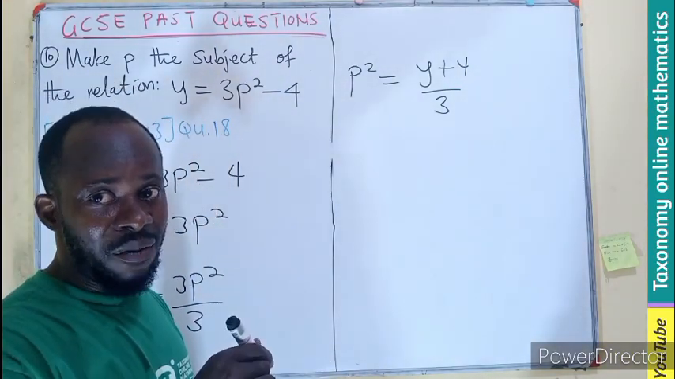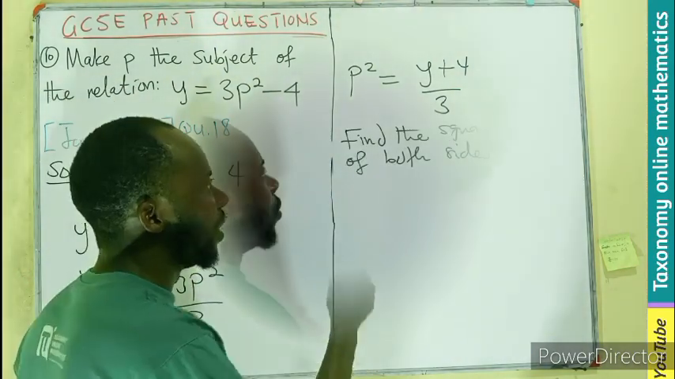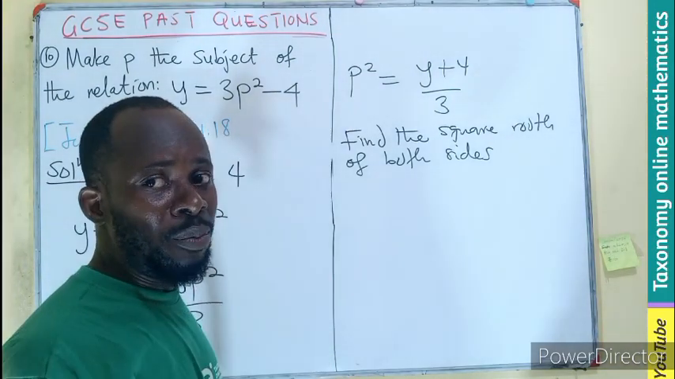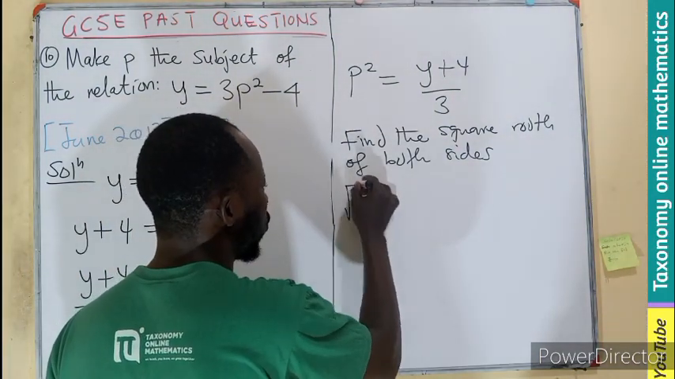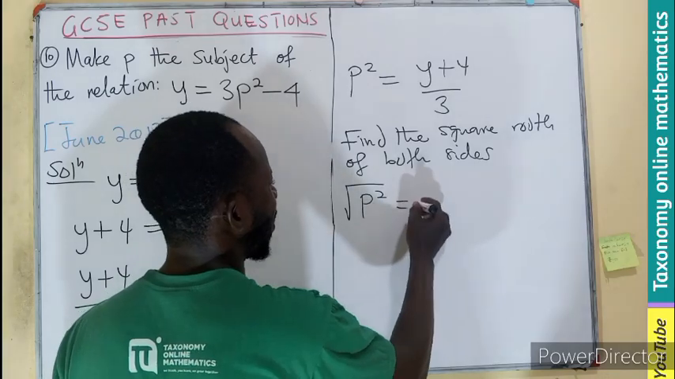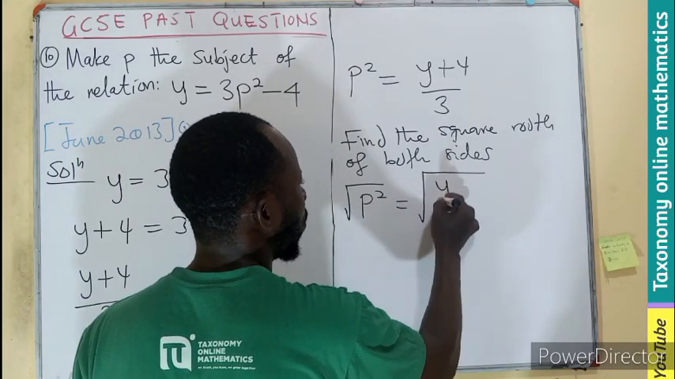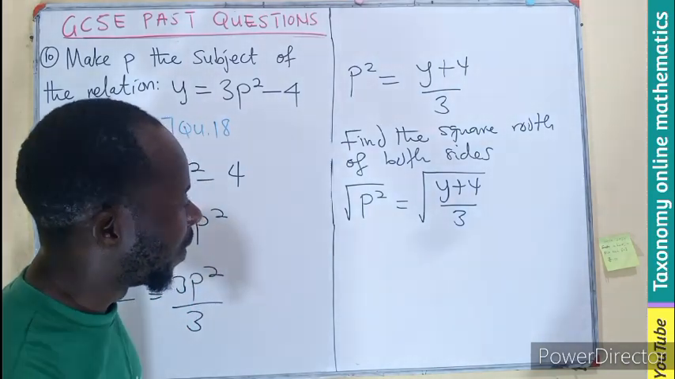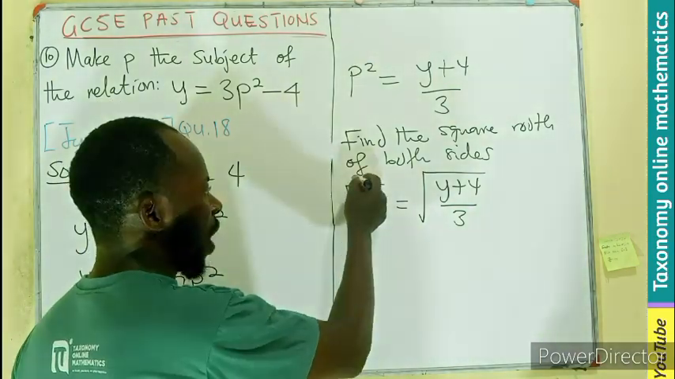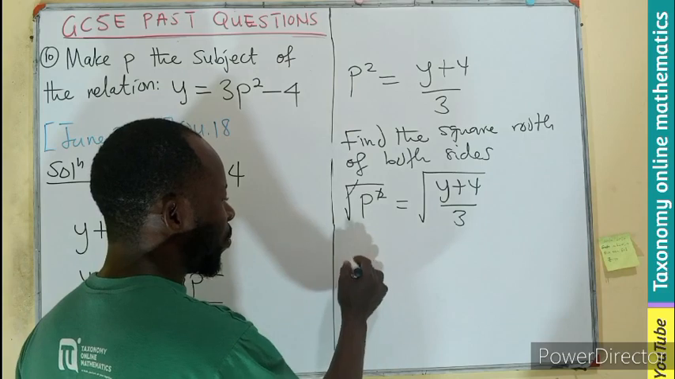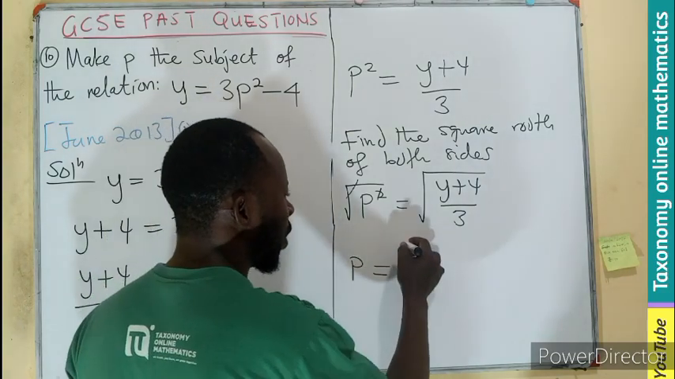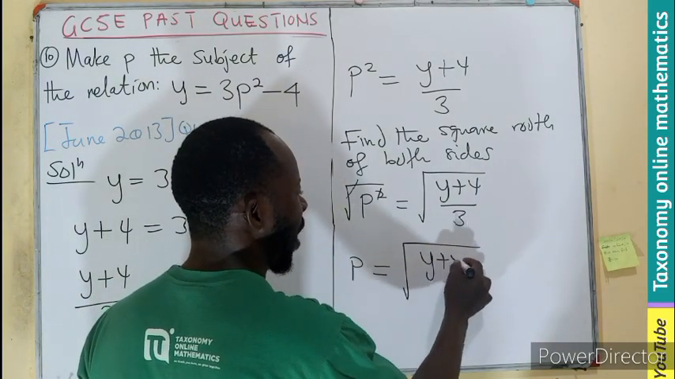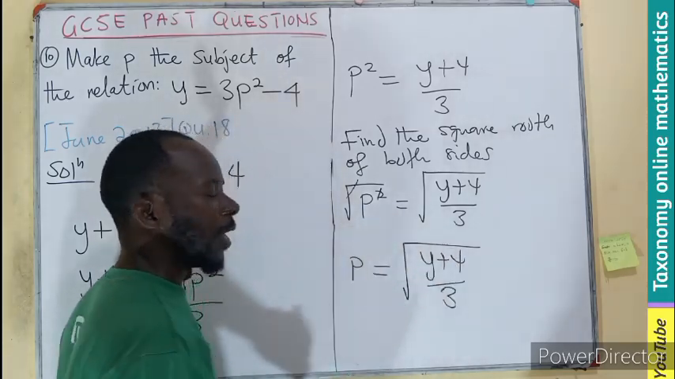The p is still having a square, which we need to eliminate. So here you are going to find the square root of both sides, meaning the square root of p squared equals the square root of y plus 4 divided by 3. Alright, what do we do? The square will cancel the square root, making p equal to the root of y plus 4 divided by 3.